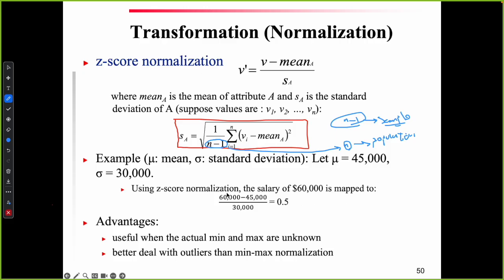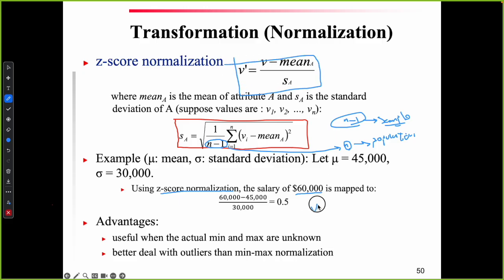So using z-score normalization, for example, in the exam, I may ask you what would be the value of 60,000? Or I may even give you several values and ask you to normalize all of them. So if you want to normalize a salary of 60,000 based on z-score normalization, you have to use this formula.